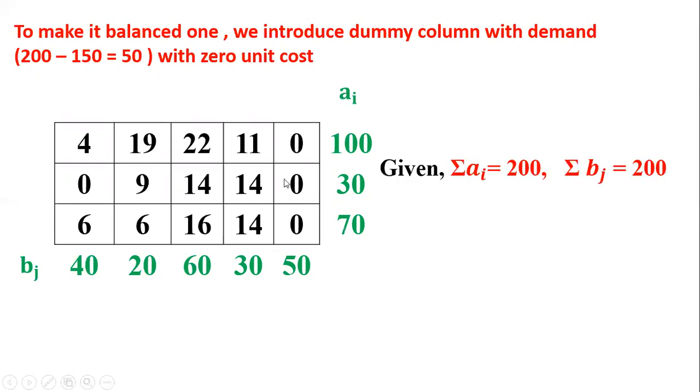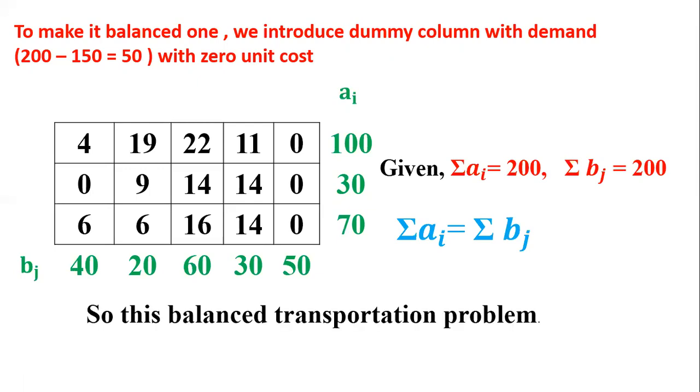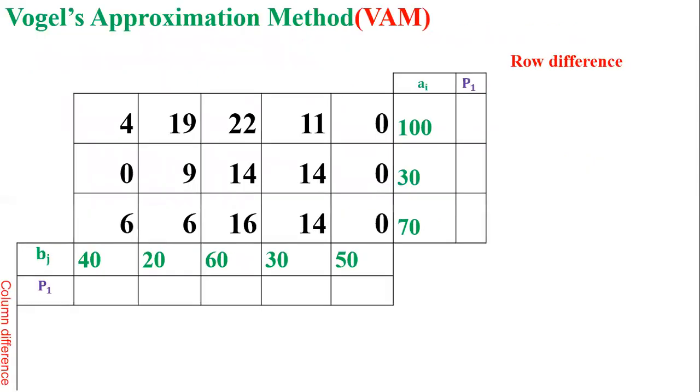Again, check: now the sum of ai is 200 and the sum of bj is 200. So sum of ai equals sum of bj. So this is a balanced transportation problem. Now let us start the solution. First, we have to apply Vogel's approximation method. You already know Vogel's approximation very well; we discussed it in the last video.